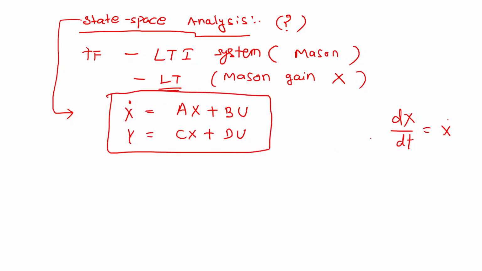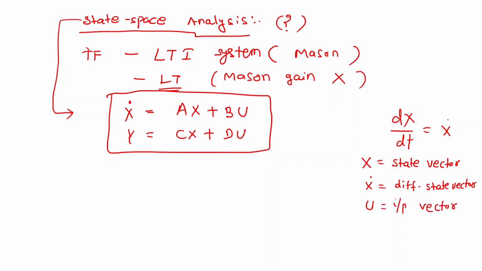So what is a state vector? This x is nothing but a state vector. Then x star is the differential state vector. What is u? u is the input vector. And what is this B? This B is called the input matrix, because it is associated with the input vector.